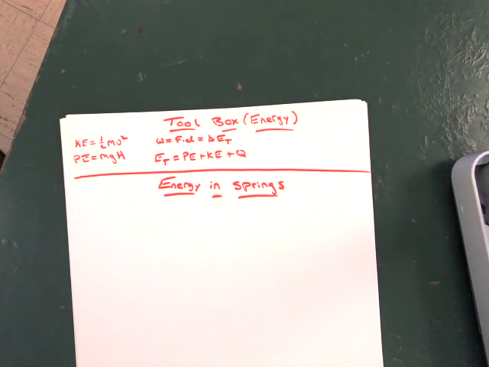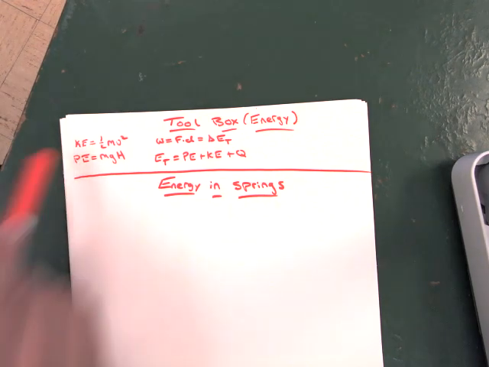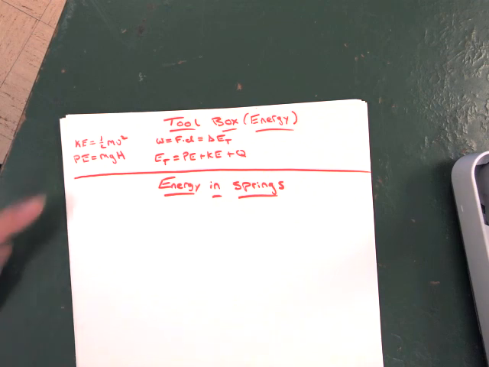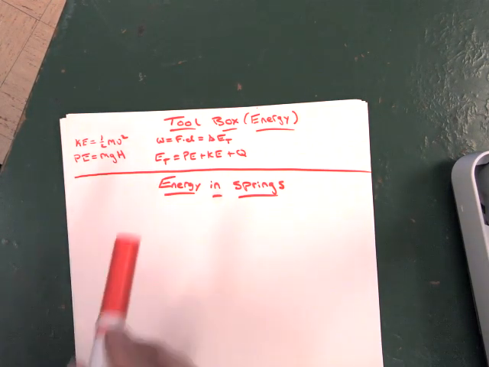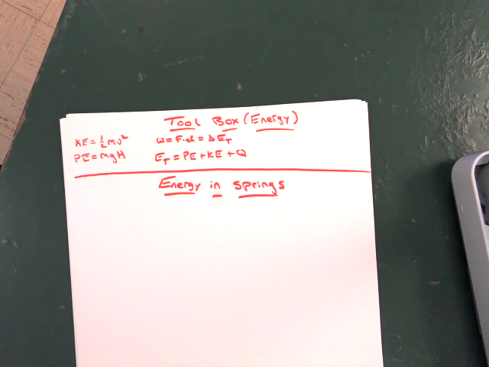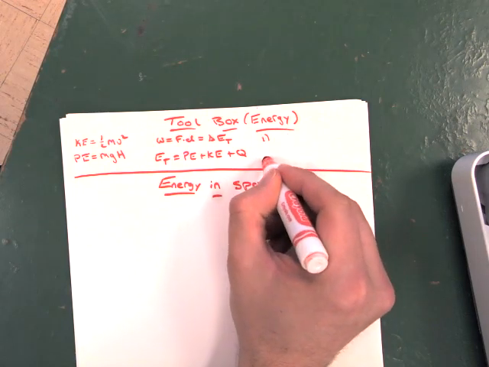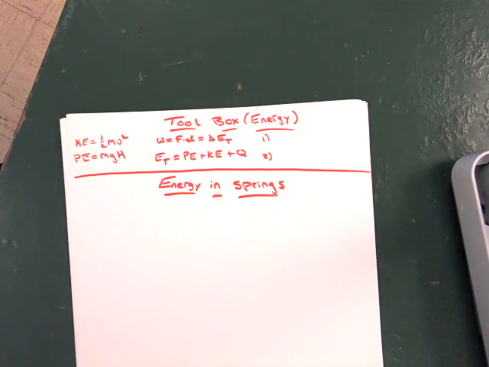Today we're going to talk about energy in a spring. So let's first look. I've got this thing up here. We're going to call this our toolbox for energy: all the equations we've talked about up to this point. We have our kinetic energy equation, our gravitational potential energy equation, our work energy theorem equation, and our equation to calculate the total energy in a system. Our goal today is to add two more equations to this toolbox.